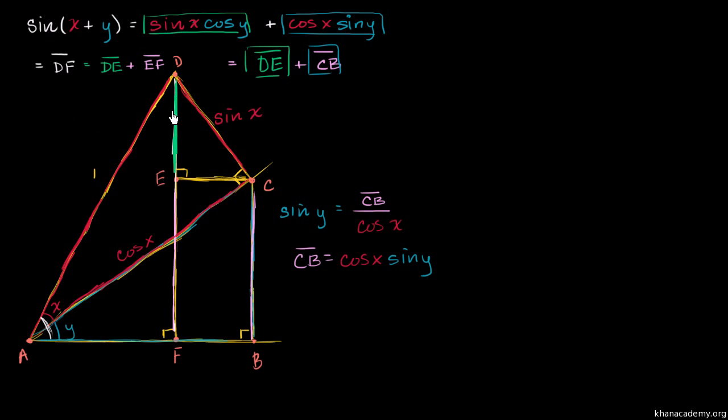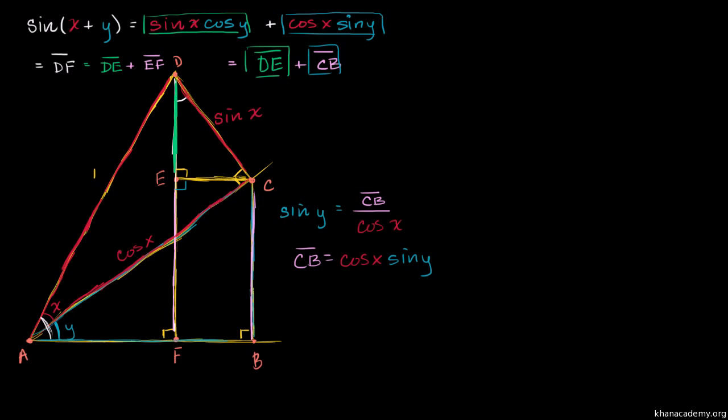Now, what angle would be useful? Well, somehow we could figure out this angle up here, or maybe this angle. Let's see if we could figure out this angle. If we could figure out this angle, then DE we could express in terms of this angle and sine of x. So we know this is angle y over here, and we also know that this is a right angle. So EC is parallel to AB. So you could view AC as a transversal.